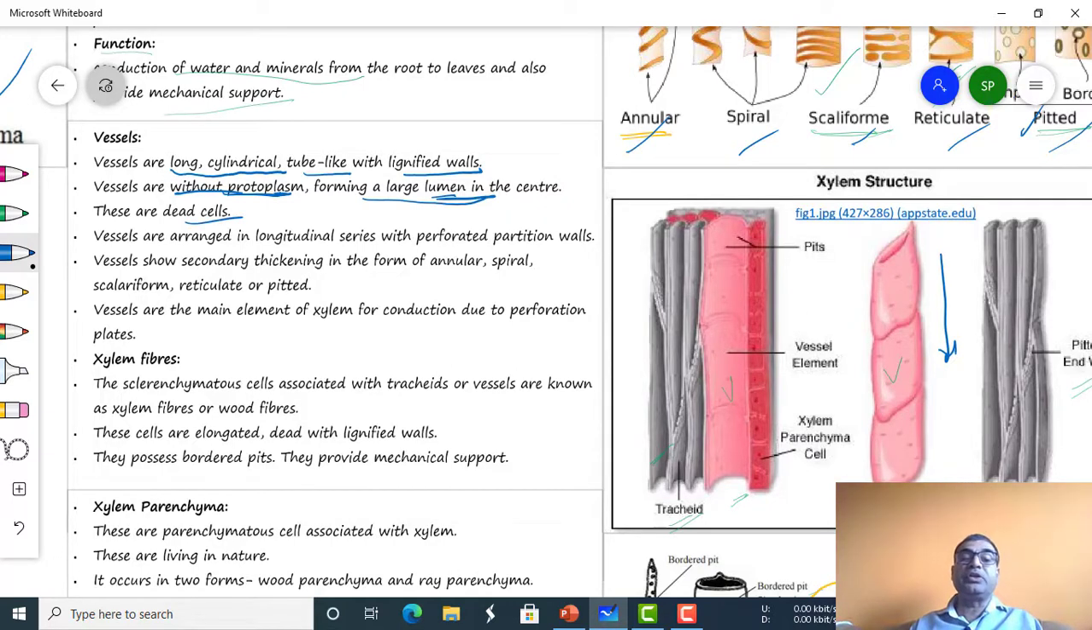Vessels are arranged in longitudinal series with perforated partition walls. These are actually the units of the vessels, and they are arranged one above the other in a longitudinal series with perforated partition walls. These walls are perforated.